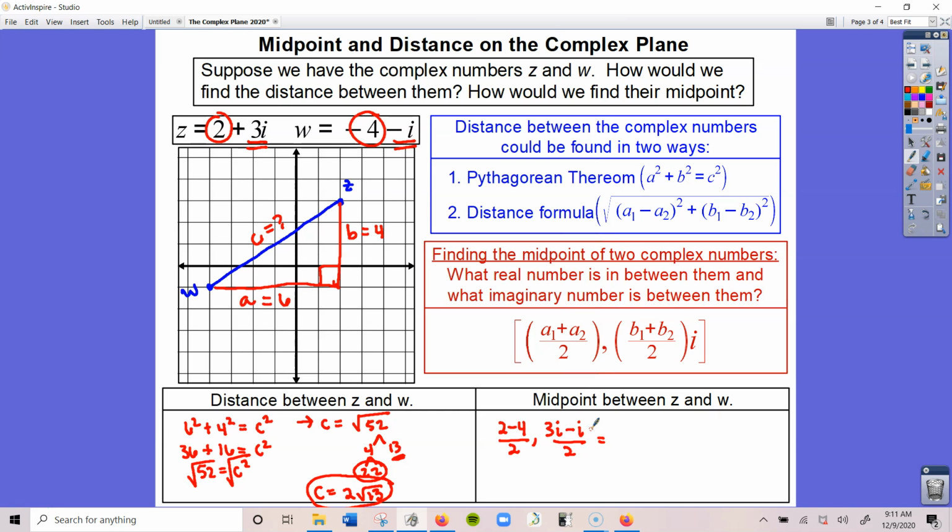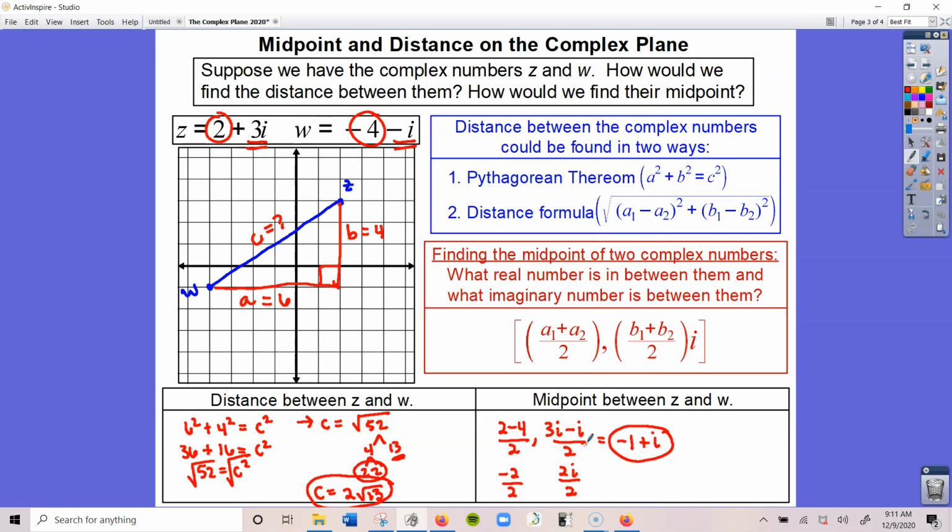So we have to make sure that we rewrite this answer as a complex number. 2 minus 4 is negative 2. And negative 2 divided by 2 is negative 1. 3i minus i is 2i, and 2i divided by 2 is a positive i. So I would write plus i. And this would be my midpoint.